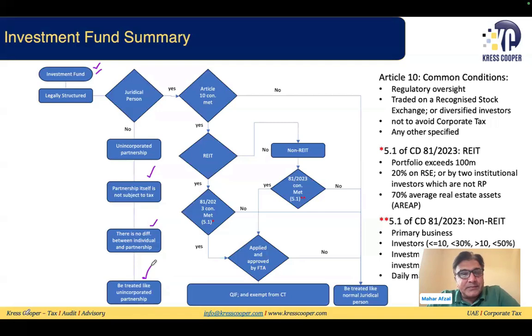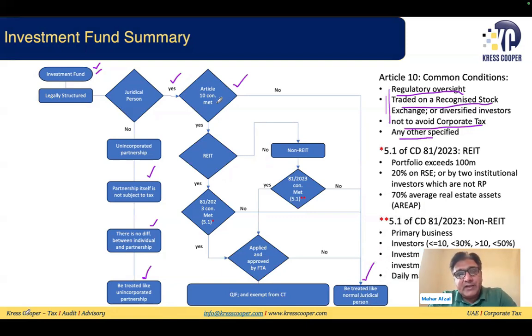So the next question is, this is an investment fund. Yes. Structured as a juridical person. Yes. If it has been structured as a juridical person, then we need to look into whether this fund is satisfying the common conditions as per Article 10 of the law. These common conditions are regulatory oversight, as we have discussed, being traded on a recognized stock exchange, and not being to avoid tax, and any other condition. This is a common condition for both REIT and non-REIT. If these common conditions are not satisfied, then the fund will be treated like a normal juridical person, so this fund cannot apply to the FTA to be classified as a qualifying investment fund.